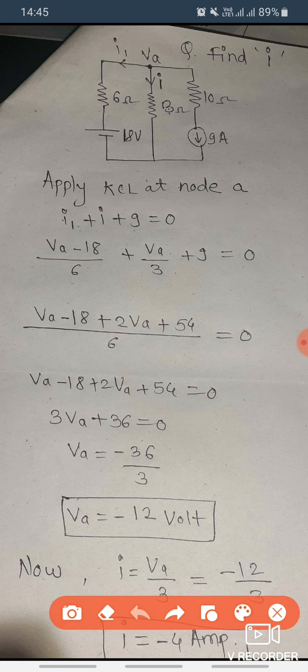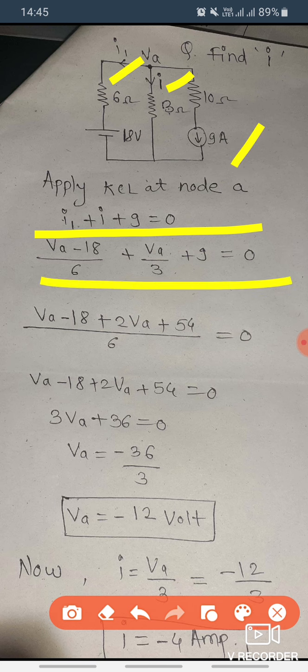See, in the problem here I applied Kirchhoff's current law, right? I am taking all these currents as outgoing, that's why I took the sum of all three currents: I1 plus I plus 9 ampere equals 0. Then I applied the nodal voltage concept here.